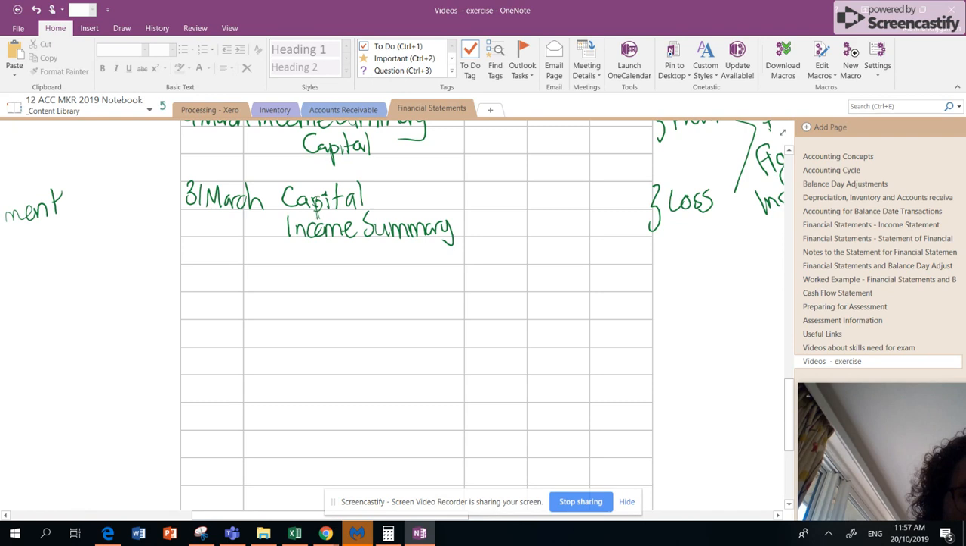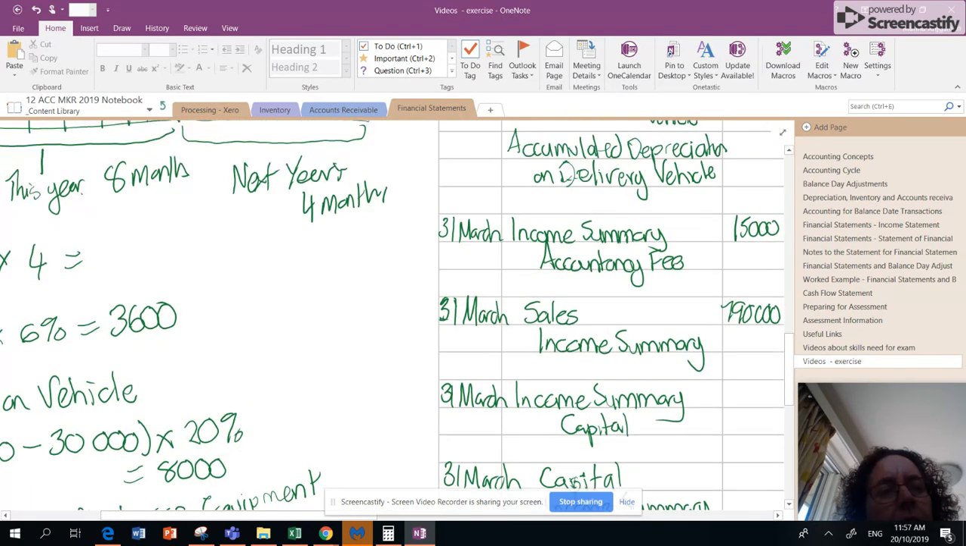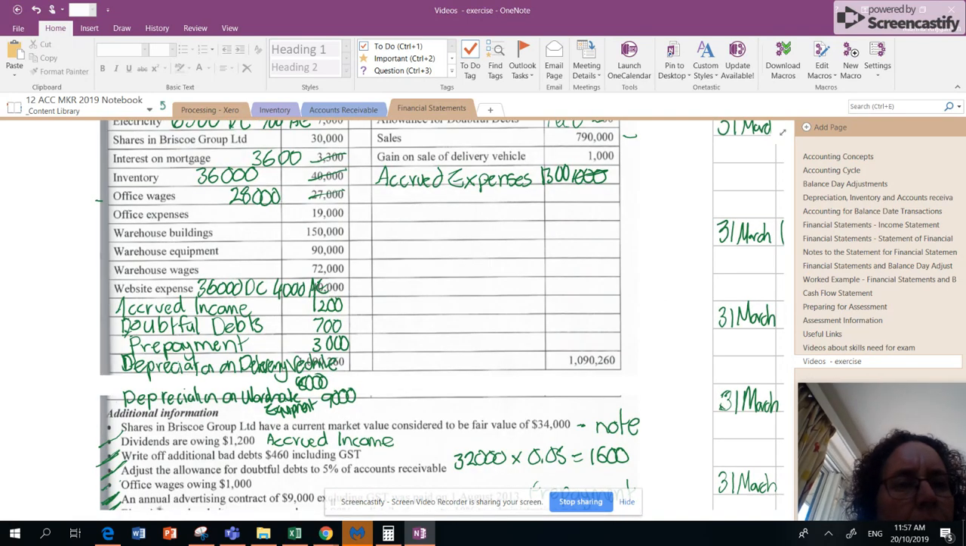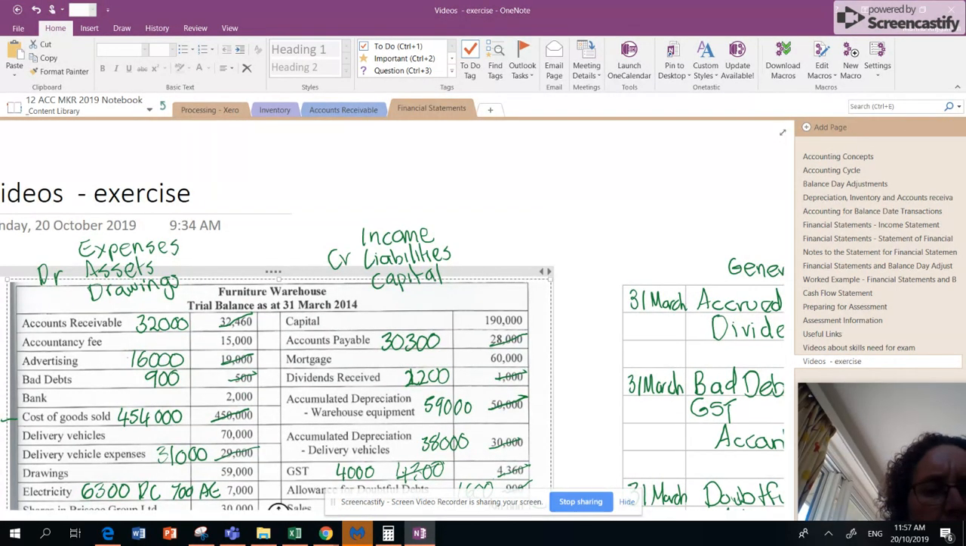Now, the only last thing you've got to be able to close off is your drawings. So it's going to be a debit to capital and a credit to drawings. And drawings are the money that the owner's taken out during the year. So our drawings amount is 59,000.